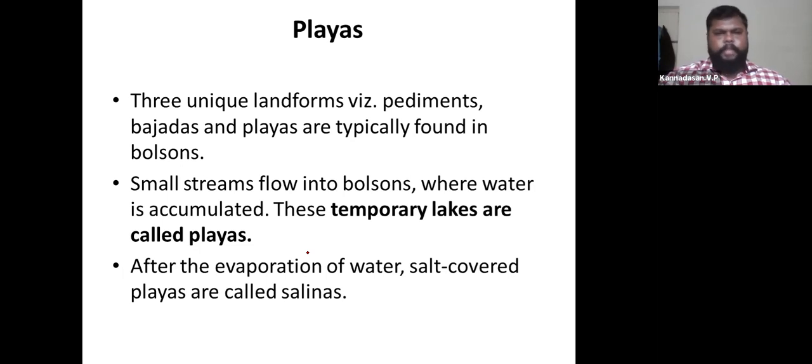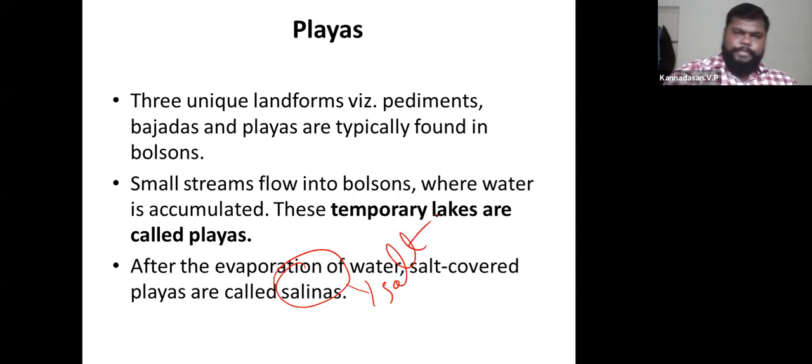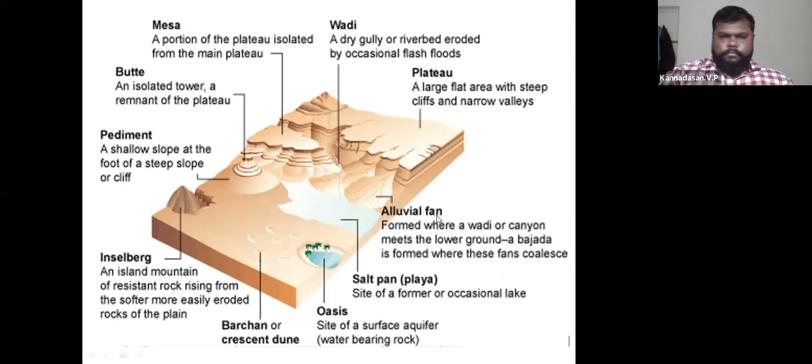These are just temporary lakes, and over a period of time, you know that arid regions are known for high temperature. With high temperature, evaporation happens, and in playas you can find salt cover. Salt pans, for example, in the Rajasthan, Gujarat region, you can find salt pans in playas. These salt pans are called salinas. So if you remember playas, it's more than enough. Salinas are just the salt pan, the salt cover left by the playas lake. So these are the other features of arid regions.